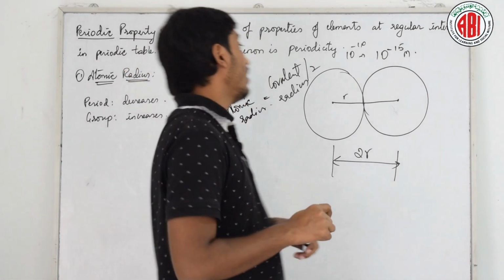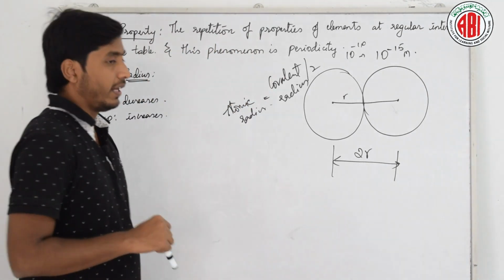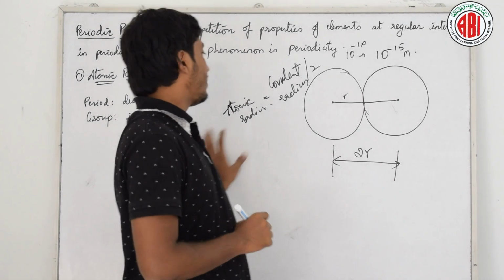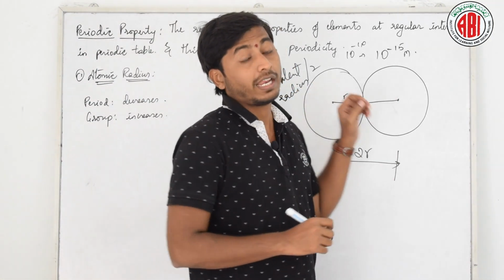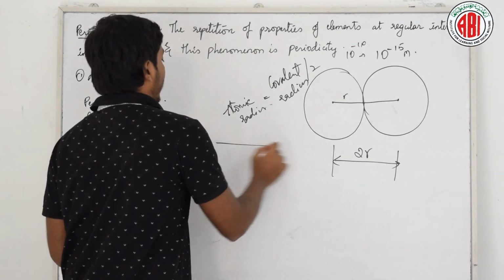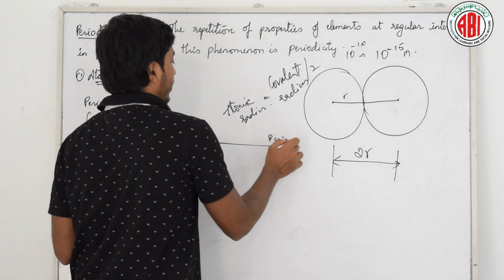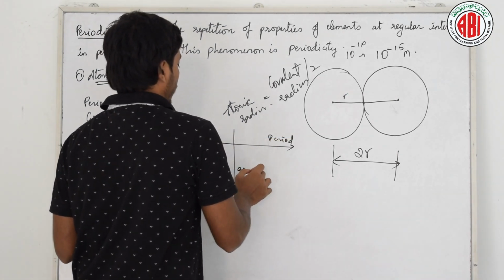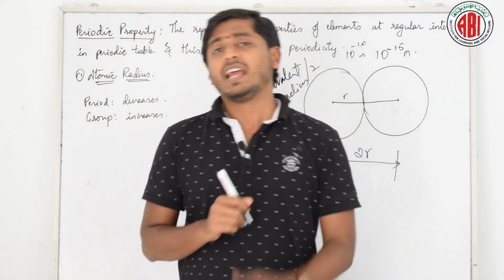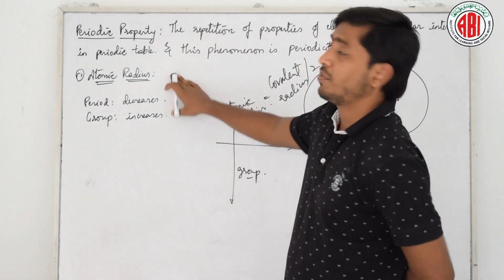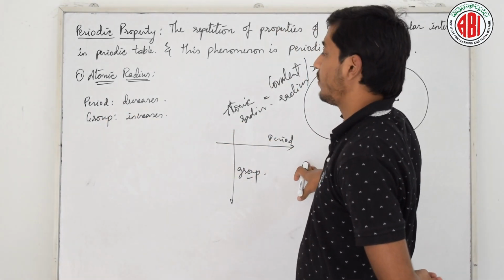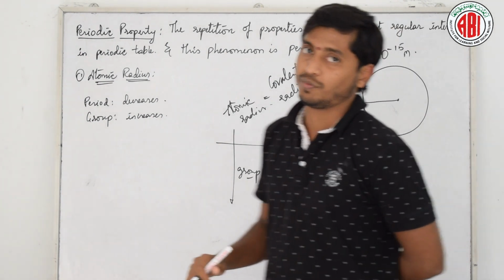Fine. Then, how does the atomic radius vary in a group and period? Okay, how do they vary? I hope you remember that from left to right is a period, and from top to bottom is a group. You people know that basic thing, right? And an atomic radius varies in a group and period: in a period it decreases from left to right, and in a group it increases from top to bottom, right?